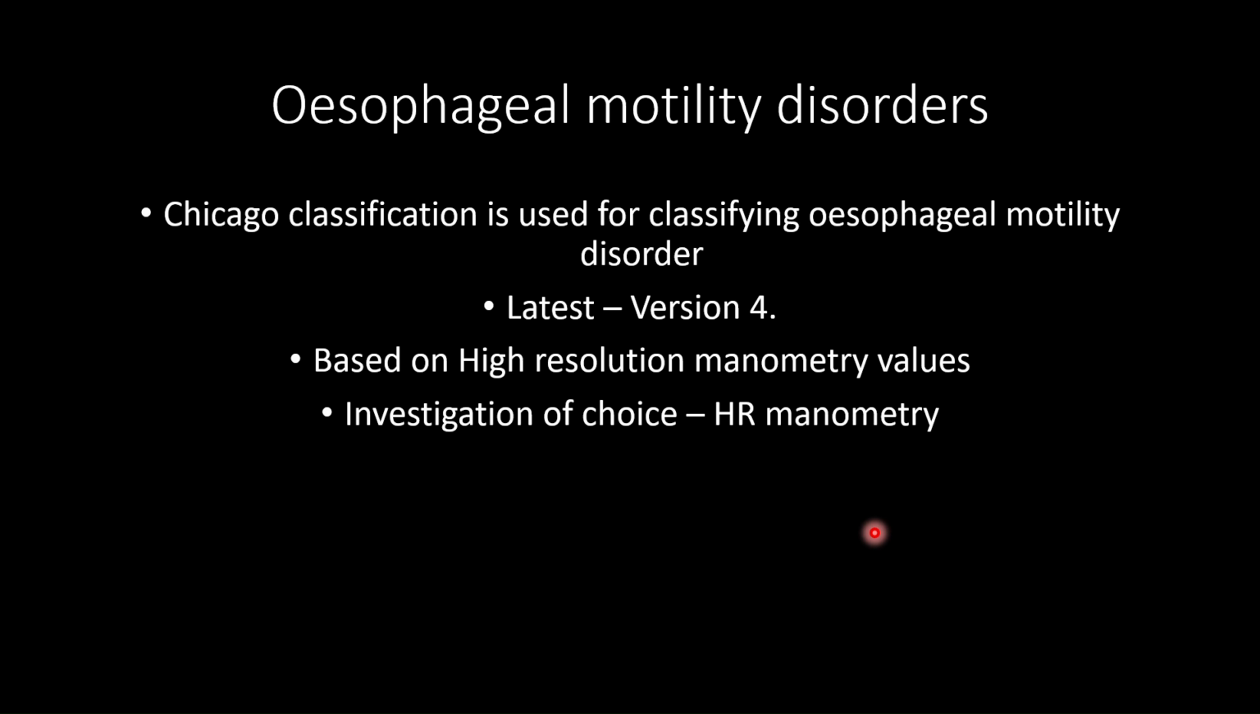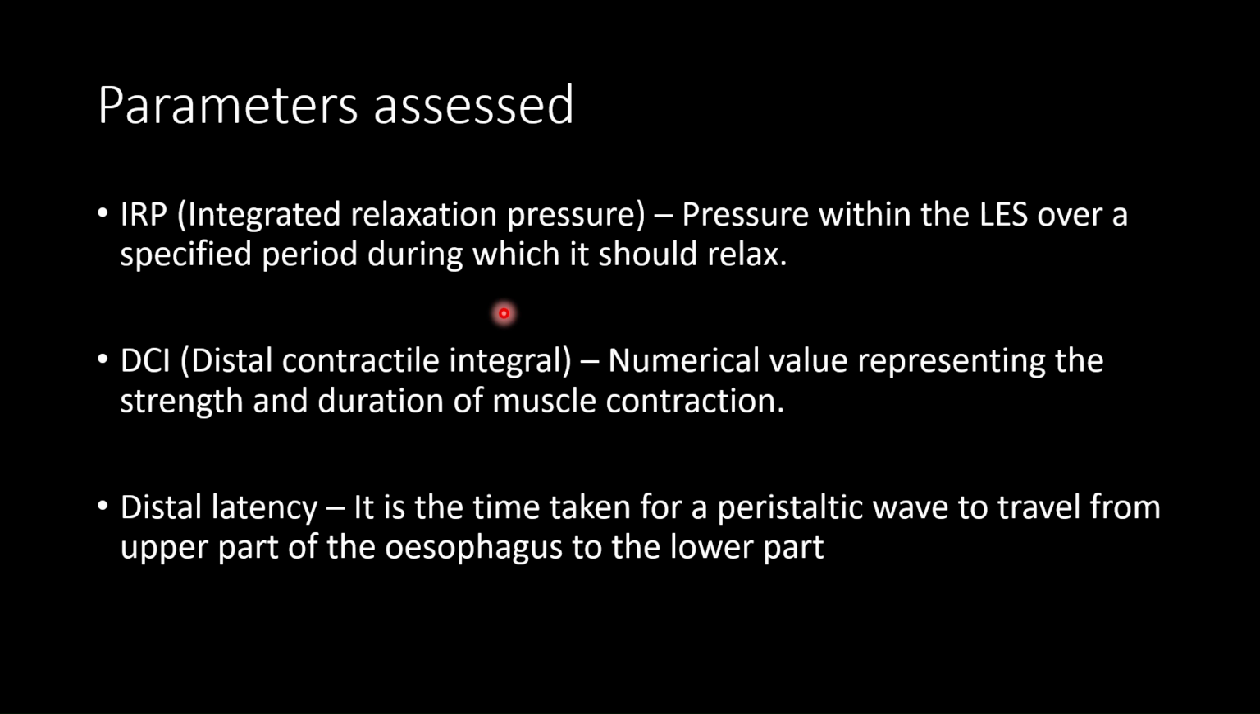So the esophageal motility disorders are classified based on the Chicago classification, the latest one being version 4. It is mainly based upon the high resolution manometry values, which is the investigation of choice for esophageal motility disorders. So there are 3 parameters assessed. These terms look complicated, but they are very much self-explanatory and simple.